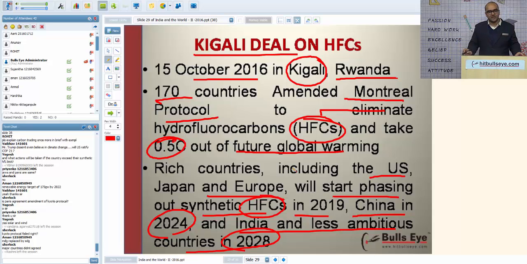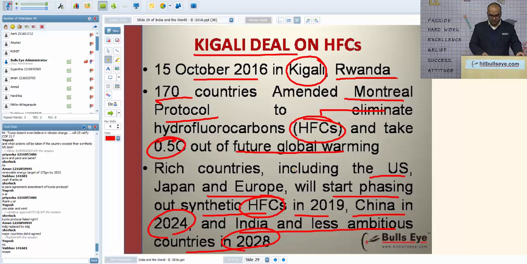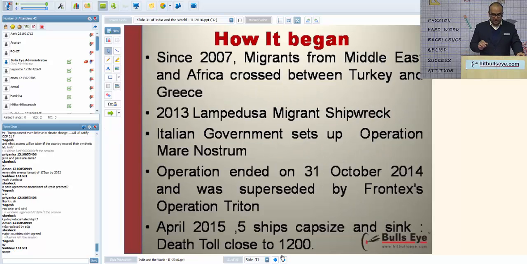Aman, I'll be covering MDGs and SDGs in subsequent slides, so just be patient for a moment. Okay, any more questions? Okay, moving on. European refugee crisis, right? Again, these are more factual in nature, nothing really to explain, so just keep taking notes or taking screenshots of the subsequent slides.